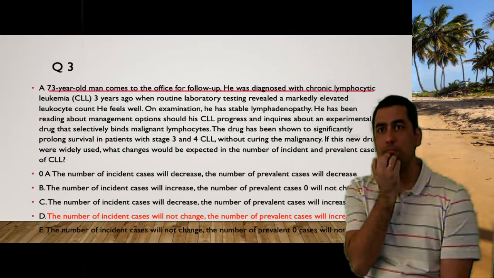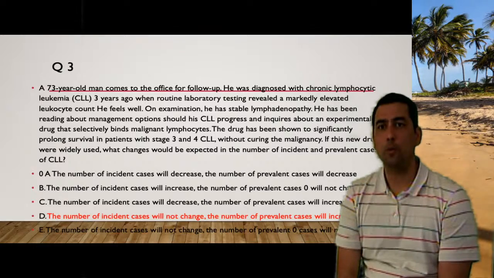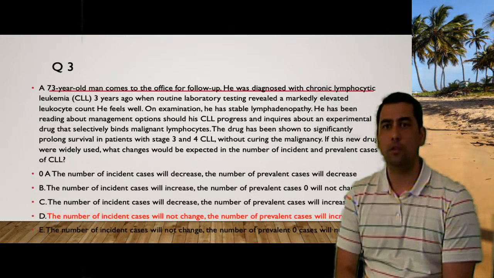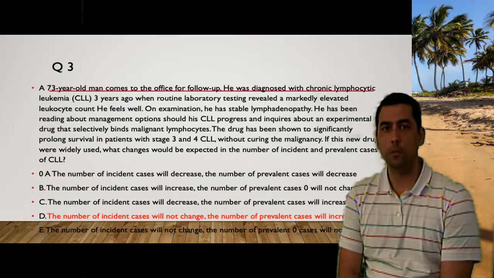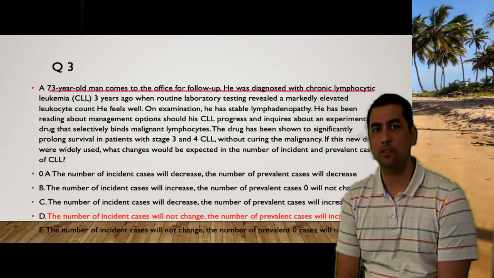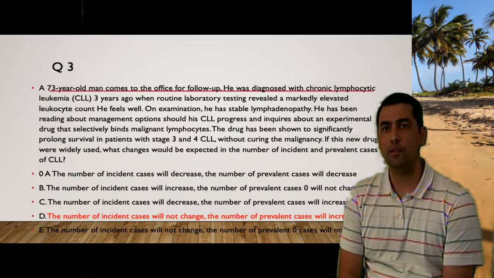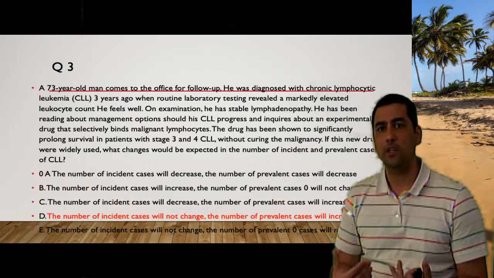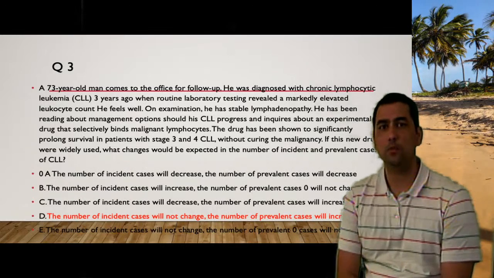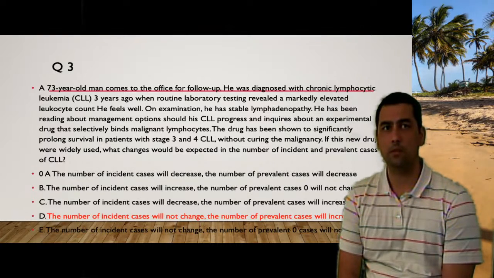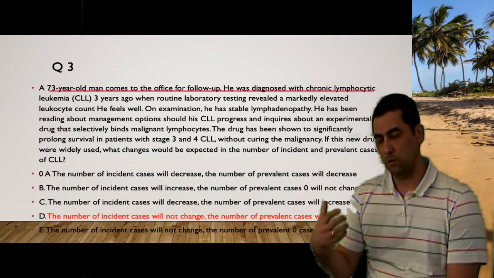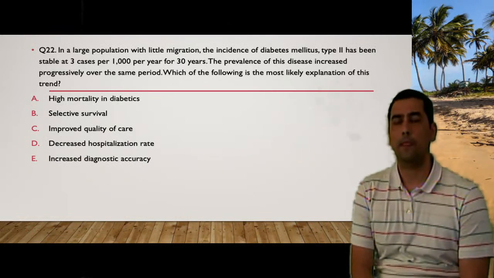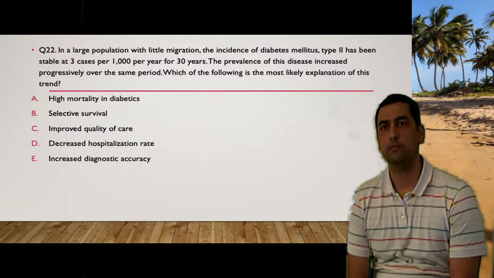So, if you have increased the time of survival, you will increase the prevalence of the disease. Okay, the incidence will not change, but the number of prevalent cases will increase. Okay, because... the other question.